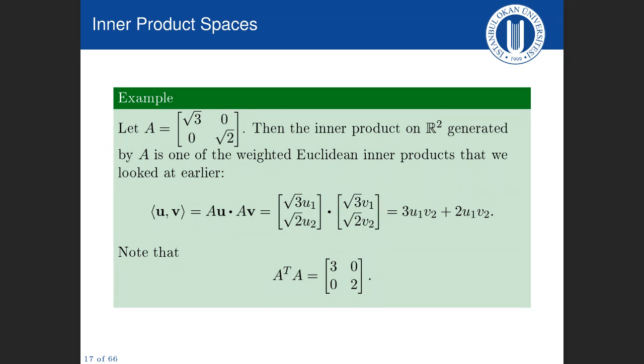The inner product on R2 generated by this matrix is actually one of the weighted Euclidean inner products that we've looked at earlier. Why? Because if we calculate the inner product of u and v, that's Au dot Av, or (root 3 u1, root 2 u2) dot (root 3 v1, root 2 v2). We just get 3 u1 v1 plus 2 u2 v2, which is what we saw earlier. And just let me note, if we calculate A transpose A, we get 3, 0, 0, 2. So that's just the weights on the diagonal.